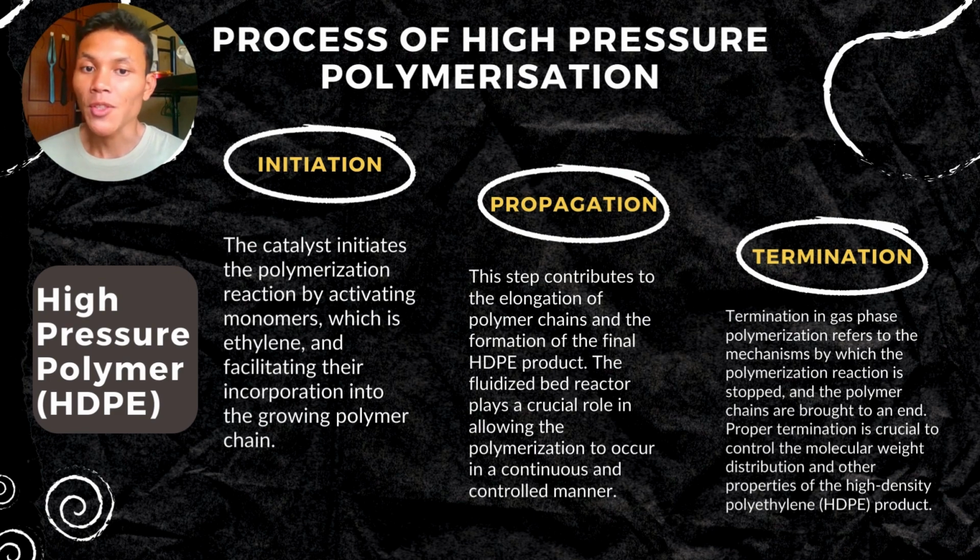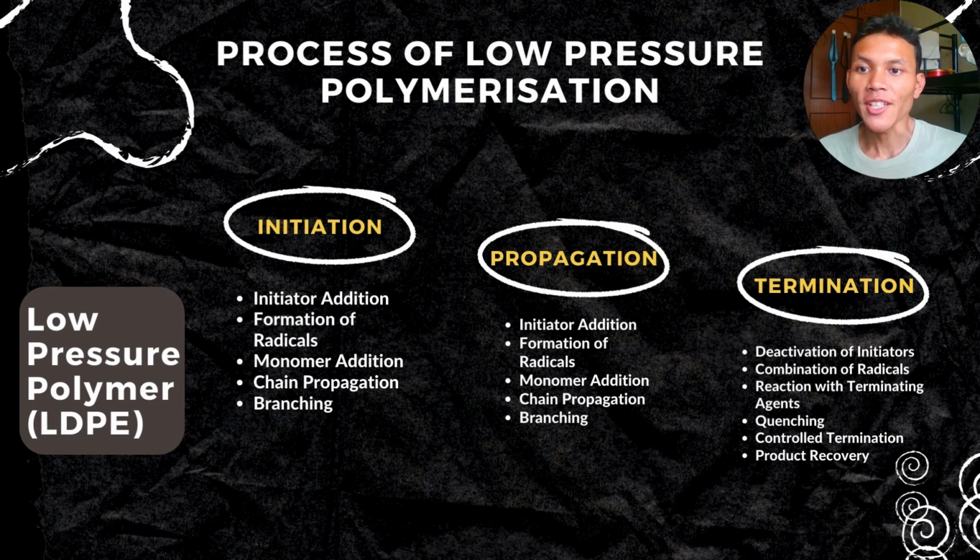And then we go into the termination, which in gas phase polymerization refers to the mechanism by which the polymerization reaction is stopped and the polymer chains are brought to an end. Proper termination is crucial to control the molecular weight distribution and other properties of the high density polyethylene in the HDPE product. And then we are going to the low pressure polymerization, which is the LDPE for gas phase polymerization.